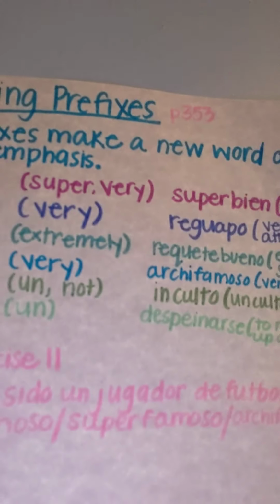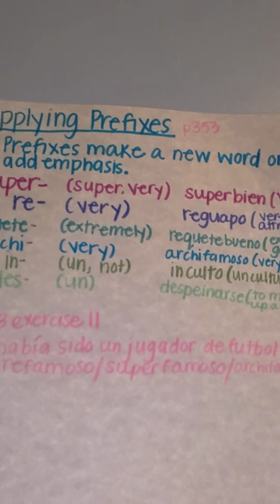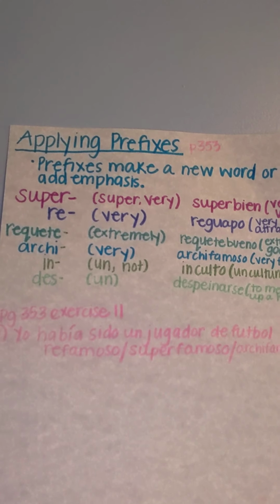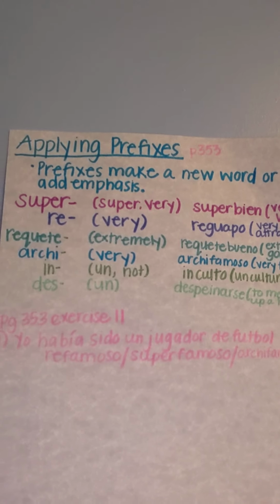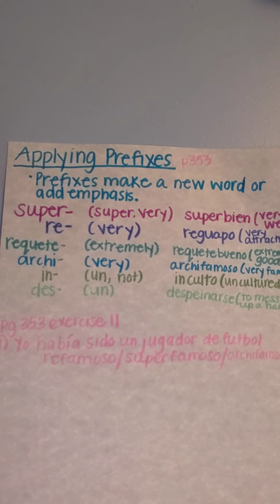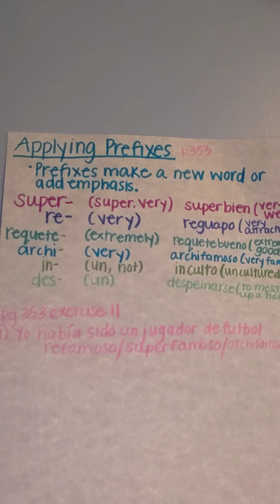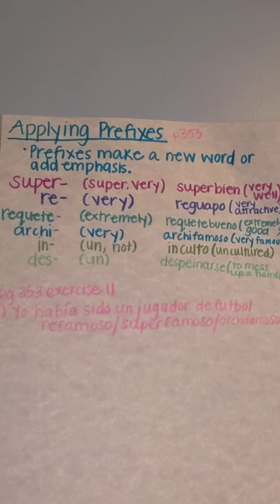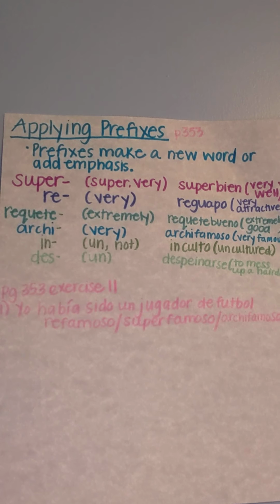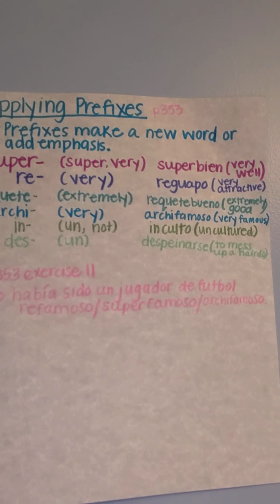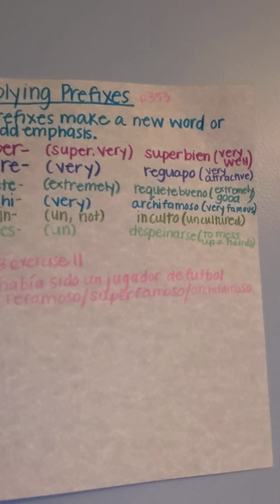So for the first one, we are going to say, let me zoom out a little bit. You'll say, yo había sido un jugador de fútbol. And then I'm going to allow you to be creative here. If you want to stick to your country, you know, be it Mexico, Argentina, España, no me importa, Chile, or Peru, you can decide, hey, this is how they say it in Peru, this is how I'd like to say it. That's fine. So for the first one, it's re famoso. That would work. You could say super famoso. That's fine. Or archi famoso. It's up to you.